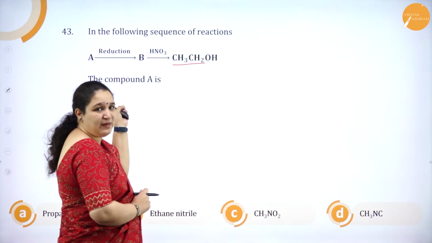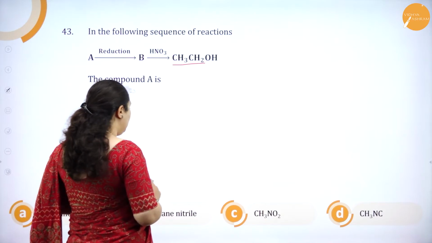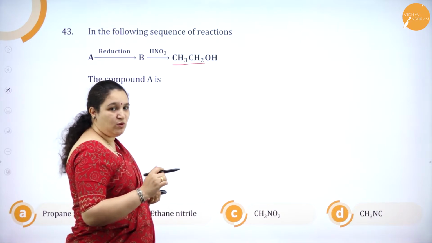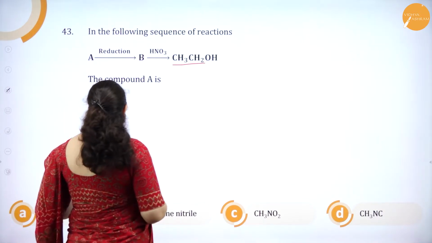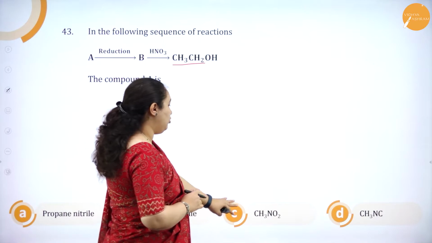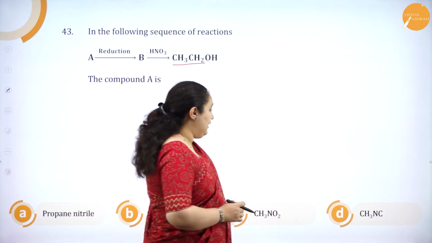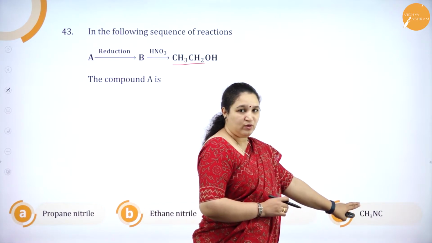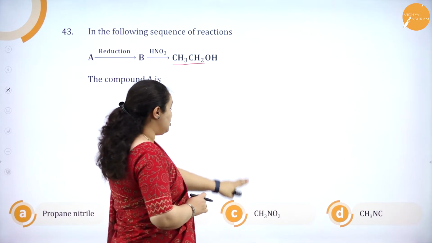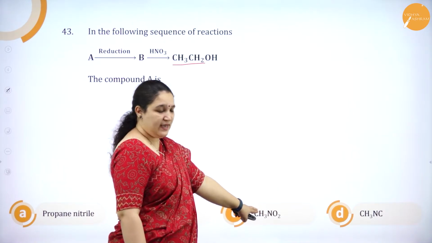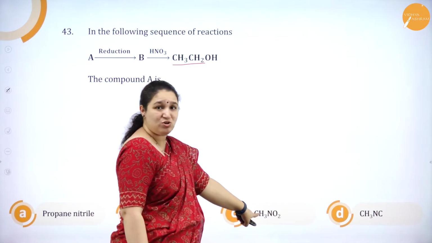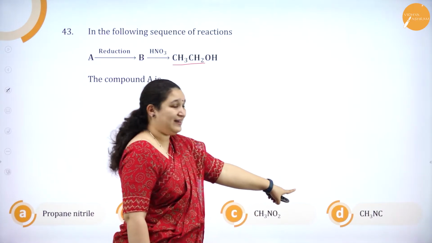There is no addition of carbon atom taking place anywhere, correct? So obviously your answer should be something with only 2 carbon atoms. So it cannot be propane nitrile, but it can be ethane nitrile or NO2 group or NC. Now, if you take it and undergo reduction, you are not going to get this product at all. But if you take the NO2 group, are you going to get CH3NO2? It has only 1 carbon atom. I need 2 carbon atoms. So again this also cannot be the correct answer, nor can that be the correct answer.